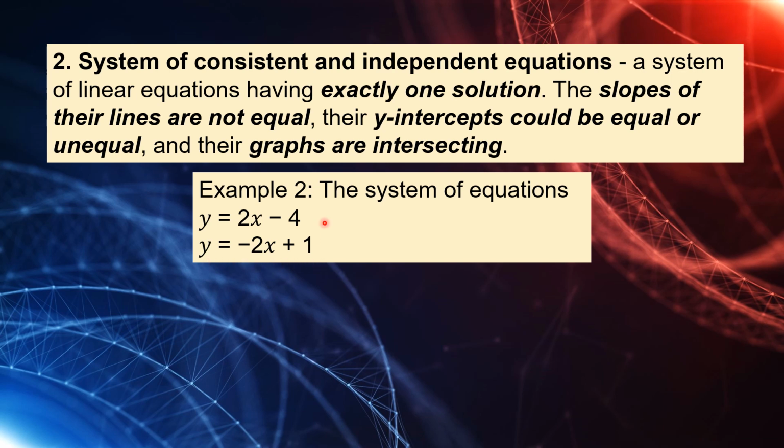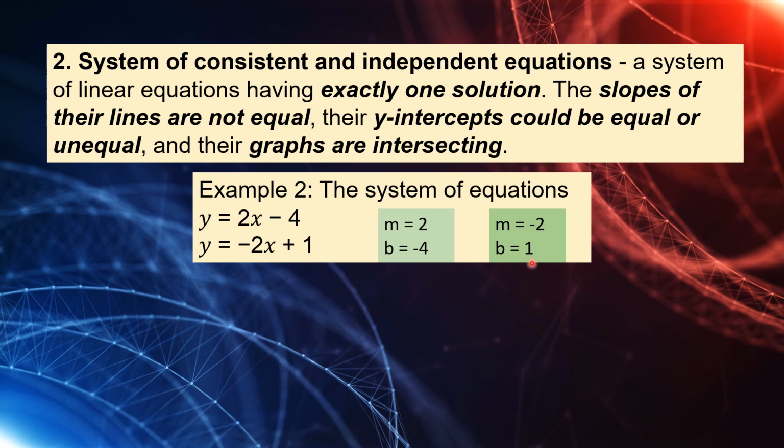As you can see, the equations are already written in the form y equals mx plus b. So we can now easily determine or identify the slope and y-intercept. For the first equation, our slope is positive 2. Our y-intercept is negative 4. And for the second equation, the slope is negative 2 and the y-intercept is positive 1.